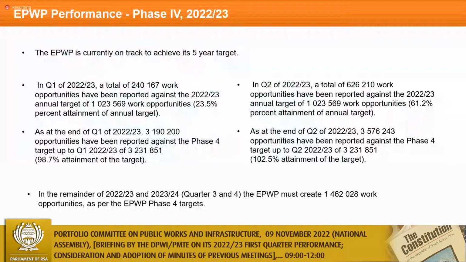The next slides will then demonstrate the quantum of the work opportunities that have been created in quarter 1. At the top there, we're saying that we think EPWP is on track to achieve its 5-year target of 5 million work opportunities as demonstrated in the medium-term strategic framework. In quarter 1, we are sitting at a total of 240,167 work opportunities registered into the EPWP reporting system out of a target of 1 million work opportunities, which translates into 23.5% progress.